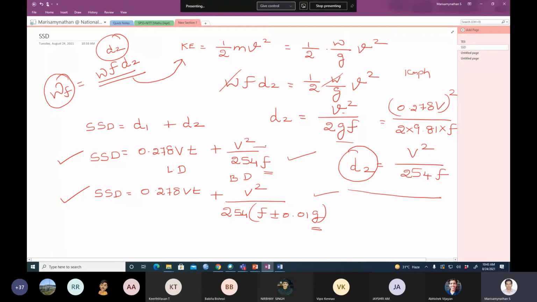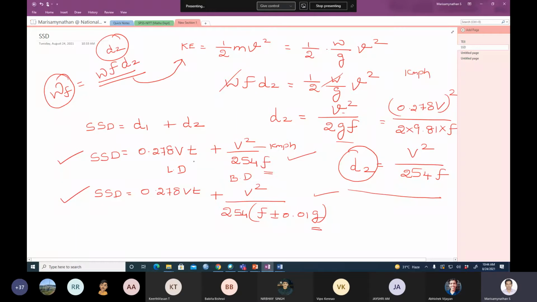So this is the equation with respect to kilometers per hour. In case it is meters per second, it is small v into t plus v squared divided by 2gf. So slight modifications happen. This is the very simple estimation and derivation of SSD, and you should keep in mind what factors influence what value.